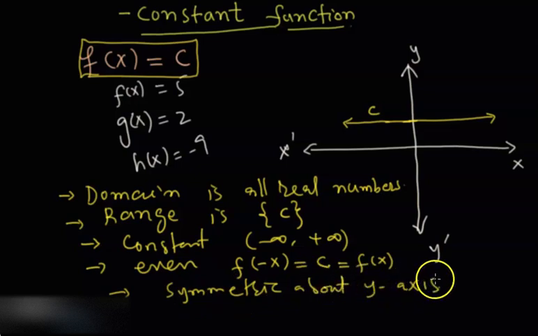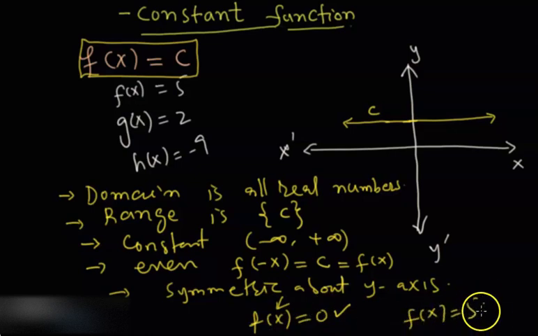If c is 0, that is, if f of x is equal to 0, then we have x-intercepts, and it is all of these x's. Otherwise it doesn't have an x-intercept. If f of x equals 0, then every x value is its x-intercept. If it is some other value, 5 or 3 or 2 or minus 1 or any other value, then it doesn't have any x-intercept.